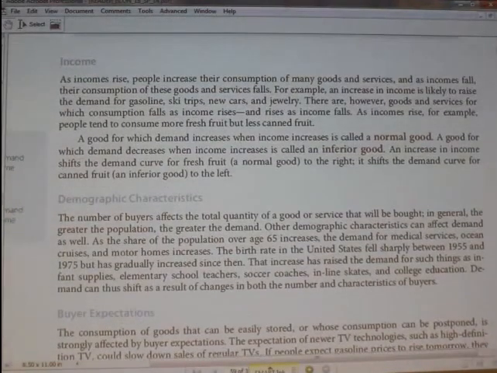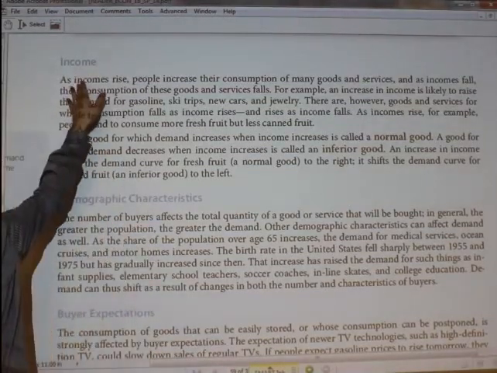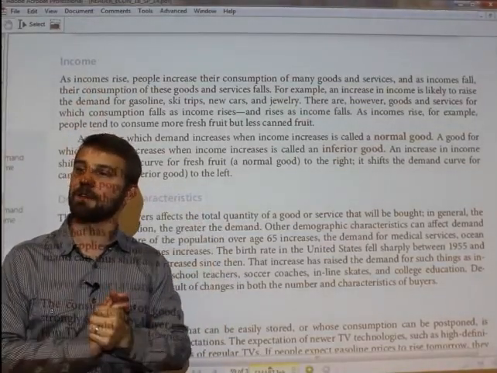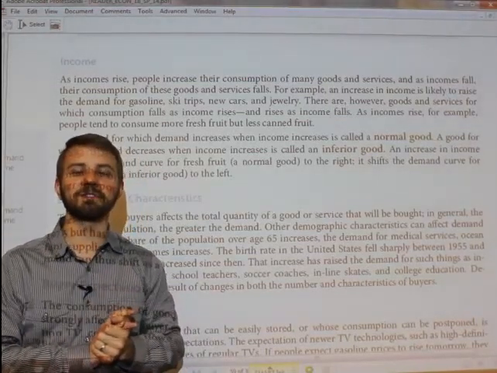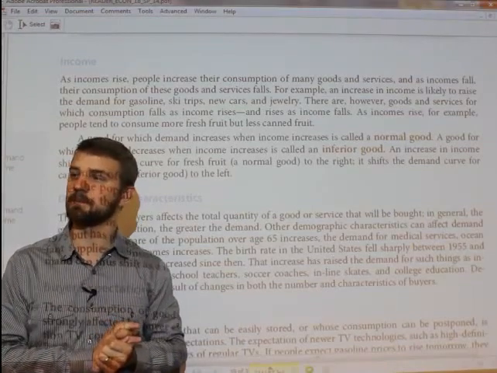Income is an important demand shifter. We already mentioned preferences, changes in preferences, changes in the price of related goods, also income. So if income goes up, what's going to happen to the demand for coffee? Probably goes up. But we can't assume that increases in income will always lead to increases in demand.